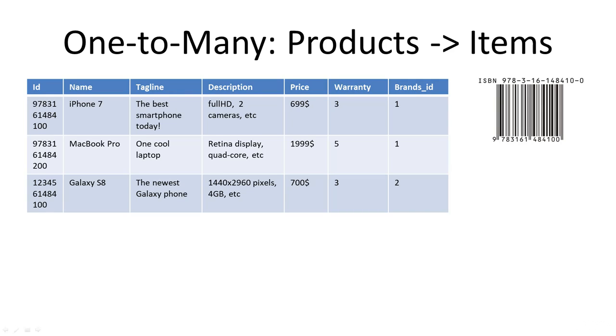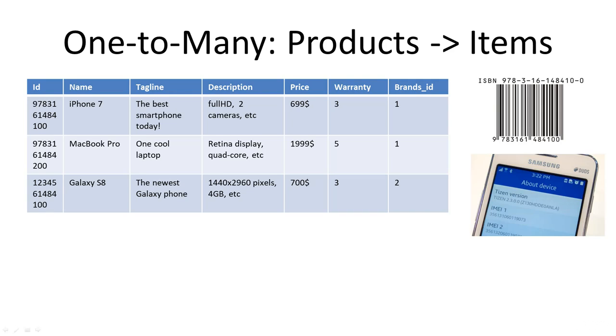To make a parenthesis, for mobile phones, this serial number is called the IMEI code, and you can find it on their backs or in their menu, and using it you can verify the phone's authenticity. Let's use that as the ID.